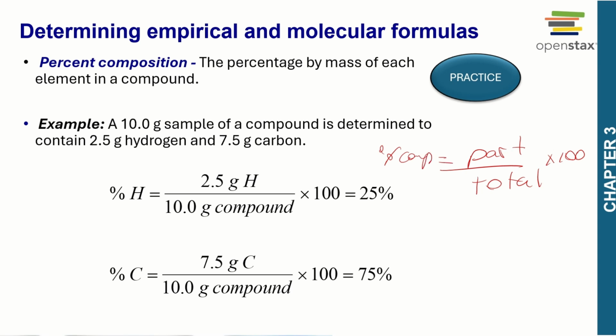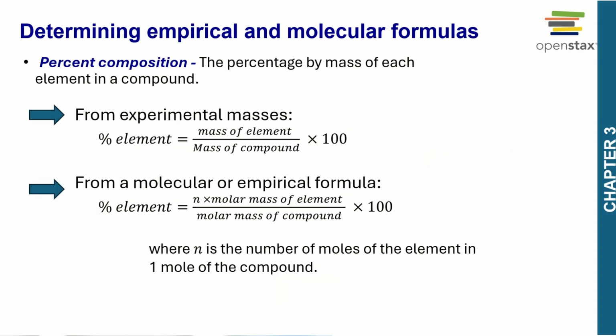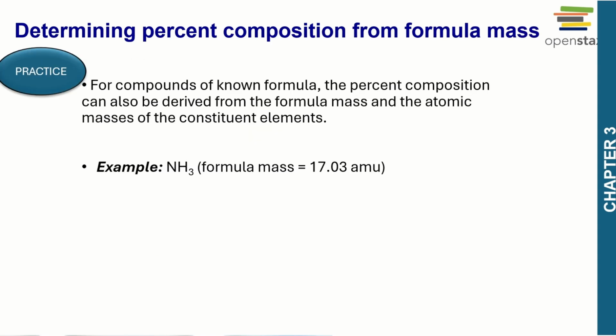Okay, so the part divided by the total. For the percent composition, as I said, if you want the percent of an element, we find the mass of the element and divide by the mass of the compound times 100. Okay, so here we have another example.